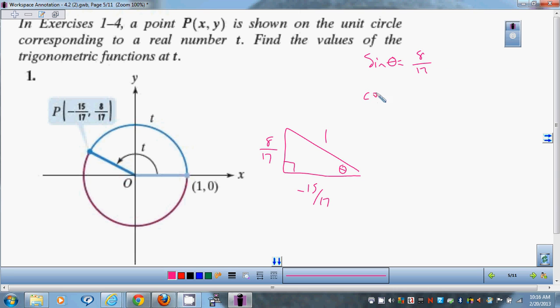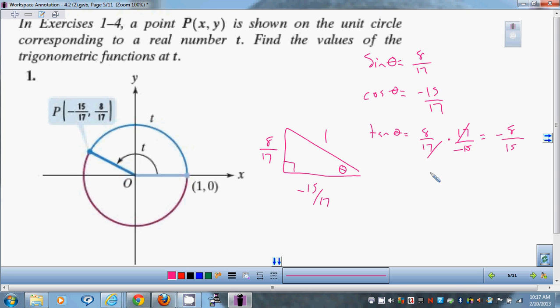What would cosine of theta be? Negative 15 over 17. Very good. Remember, sine is opposite over hypotenuse. I left it written up there. Cosine is adjacent over hypotenuse. Tangent of theta is opposite over adjacent. So that's 8 over 17 over negative 15 over 17. How do you divide fractions? Flip the second one and multiply. Cancel, cancel. And tangent is merely negative 8 over 15.